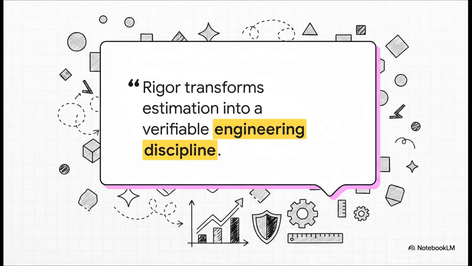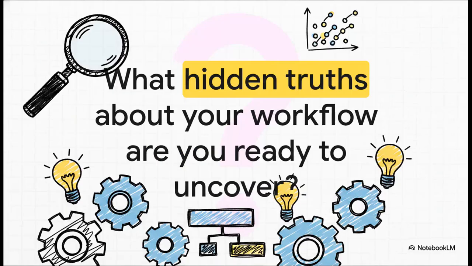I want to leave you with this really powerful thought from the source material. By following these steps, by embracing randomness and calculation, you're doing more than just measuring. You are applying rigor. And it's that rigor that turns a simple guess into a verifiable, defensible engineering discipline. These techniques we've talked about today are like a special lens, one that can reveal all the hidden problems and opportunities hiding in any process. They give you the power to see what's really going on. So the only question left is this: what hidden truths about your workflow are you ready to uncover?